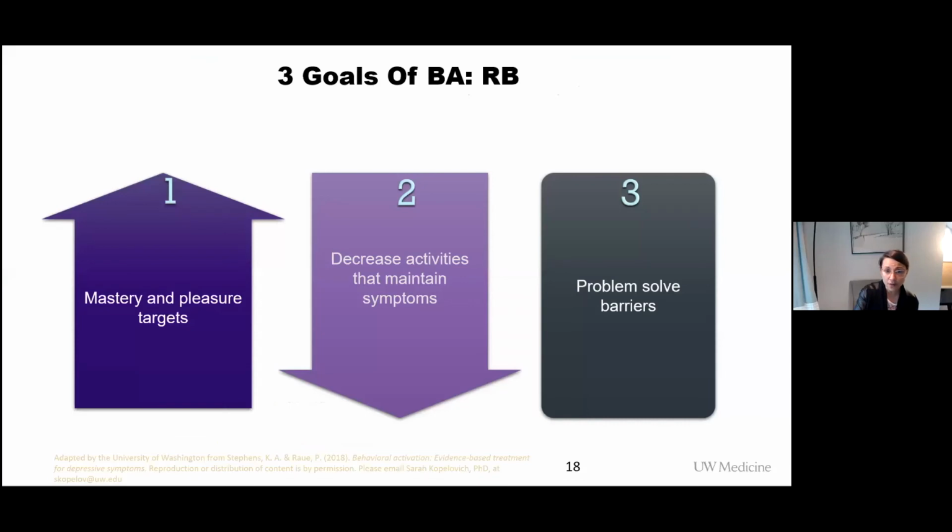Okay, so we've gone through one. I guess the one thing I didn't touch on with the first goal of behavioral activation is that we always specifically want to be targeting behavioral activation that will target feelings of mastery and self-efficacy, because self-criticism is such a huge problem for our folks. And also pleasure, because we want to target that anhedonia, that expectation that things won't be pleasurable. And the second component is decreasing activities that are maintaining symptoms. So let's just dive into that really quickly.